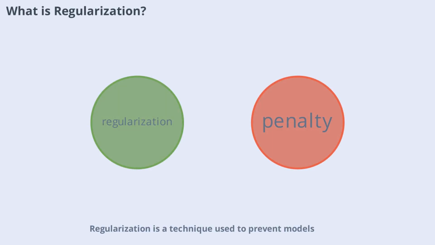Regularization is a technique used to prevent models from becoming overly complex and overfitting the training data. By adding a penalty term to the loss function, regularization discourages large weights and helps the model generalize better. It's a crucial tool in the machine learning toolbox, especially when working with high-dimensional data or powerful models.